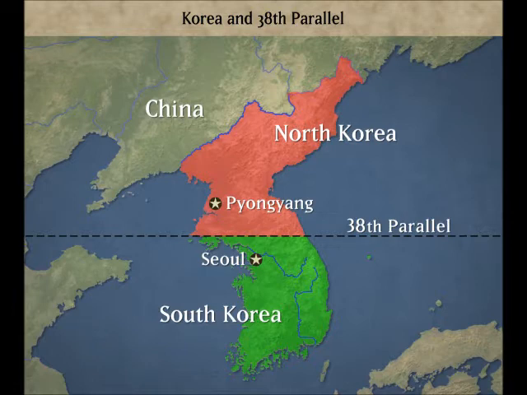All right, let's get started. Korea became two separate nations in 1945. Today, there is North Korea and South Korea. Today's video is a brief overview of these two nations.